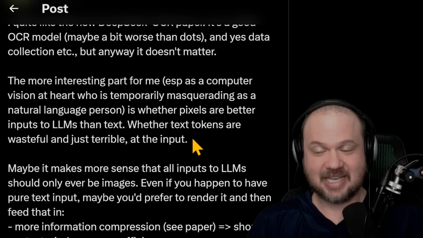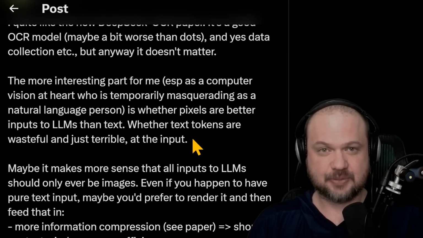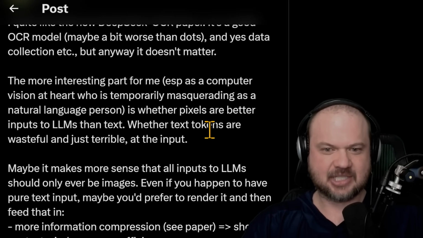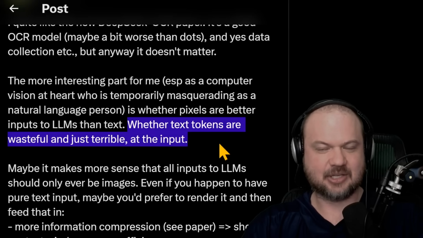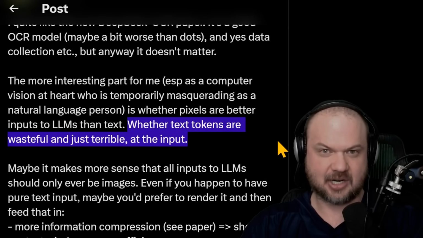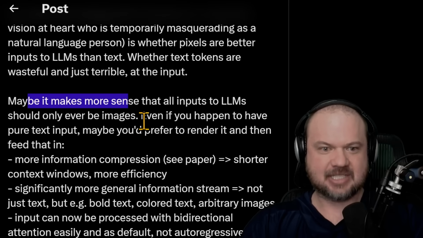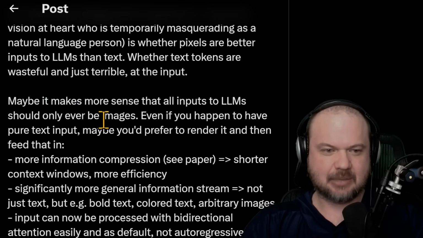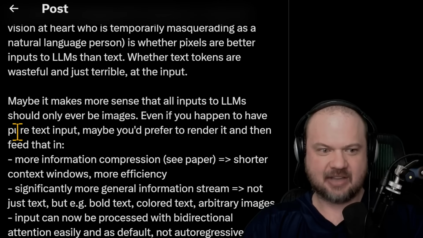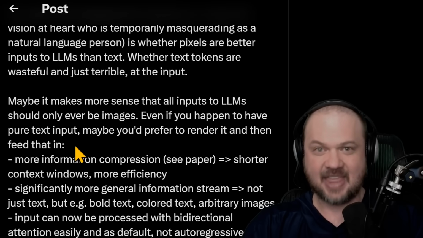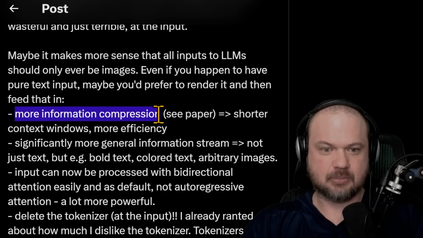Maybe using text for this is the worst possible approach. As Karpathy puts it, whether text tokens are wasteful and just terrible at the input. That's the interesting thing to him about this DeepSeek OCR project and paper. Maybe it makes more sense that all inputs to LLMs should only ever be images. Even if you happen to have pure text input, maybe you'd prefer to render it and then feed that in. There's more information compression. See paper.